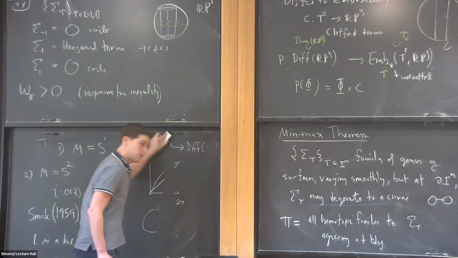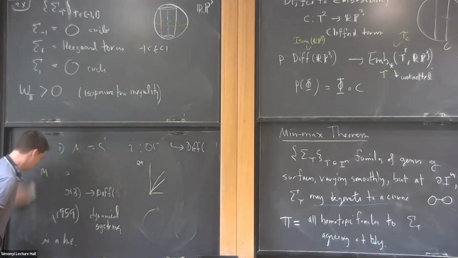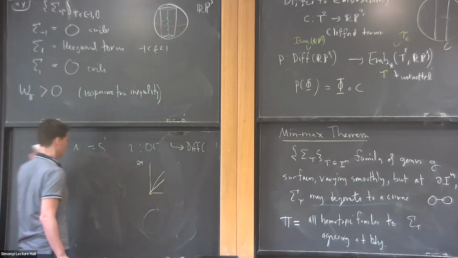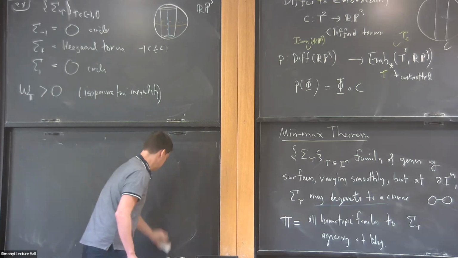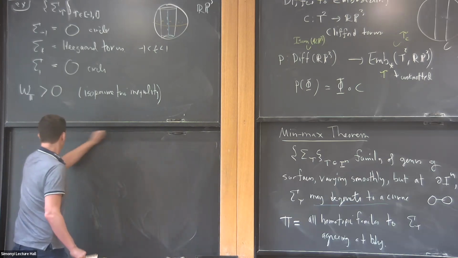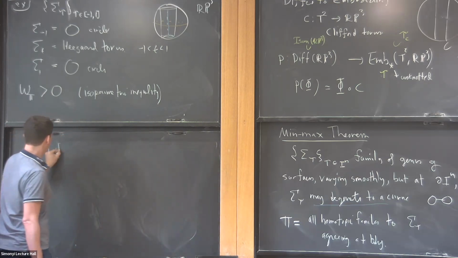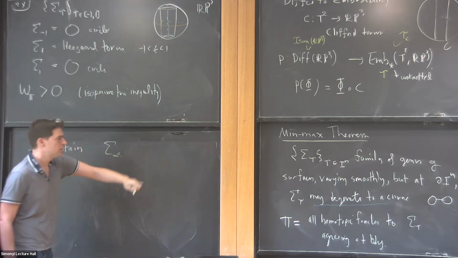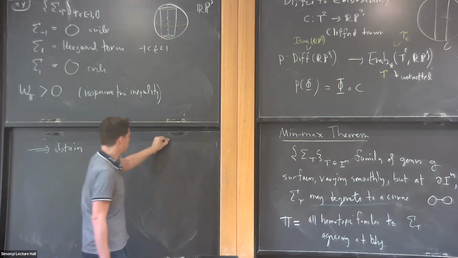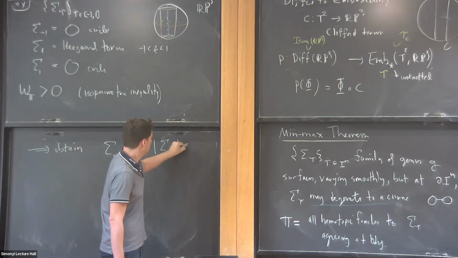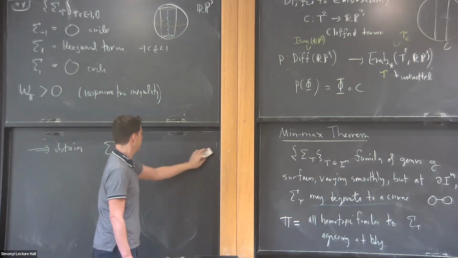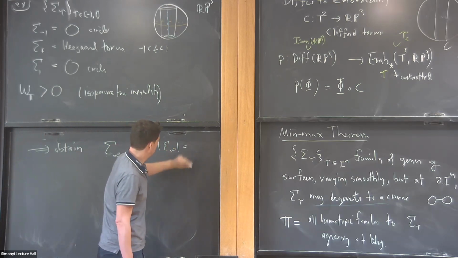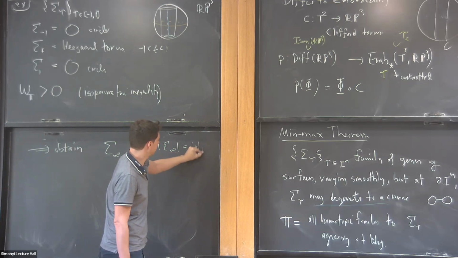Okay, so the min-max theorem applies, and we produce a minimal surface. So we obtain some minimal surface, sigma infinity, which has multiplicity 1. So we know that the area of sigma infinity, well, actually, sorry, we don't know what the area is, we know that it's equal to the width.